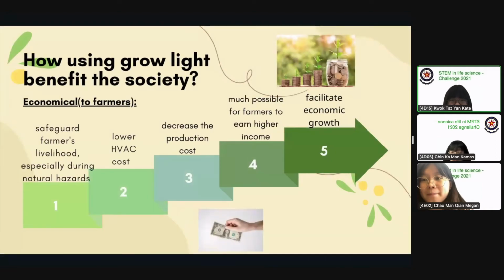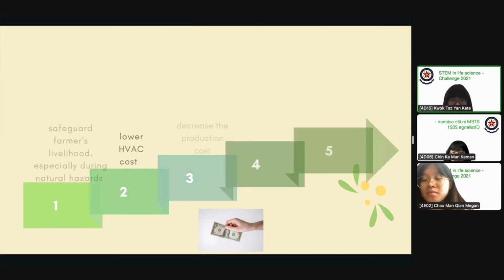To economics, it safeguards farmers' livelihood, especially during natural hazards. It also lowers the cost of heating, ventilation, and air conditioning. In other words, the production costs decrease. It is much possible for farmers to earn higher income. They have more disposable income to spend and facilitate economic growth.